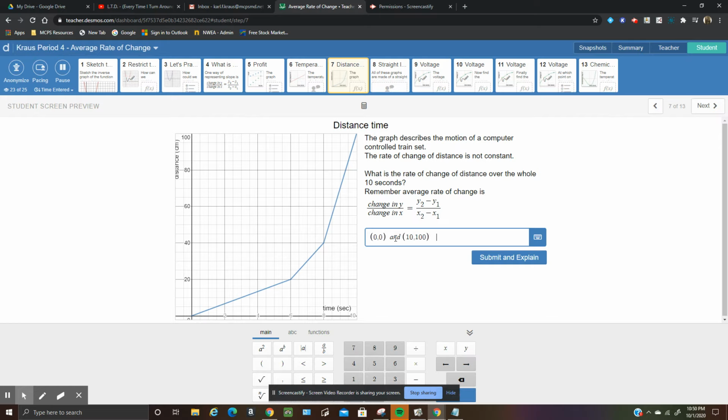So in order to find the rate of change there, it is 100 minus 0 over 10 minus 0, which is 100 over 10, which is 10 centimeters per second.